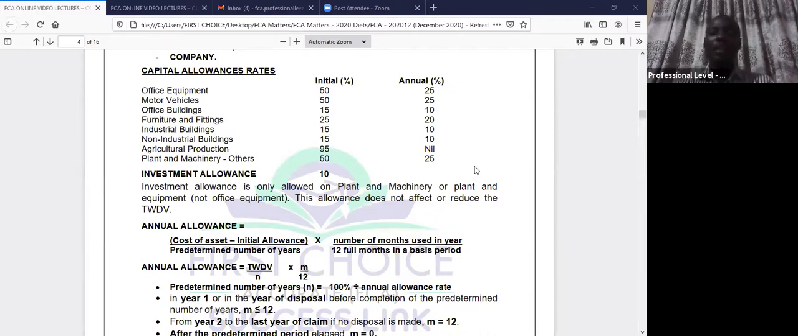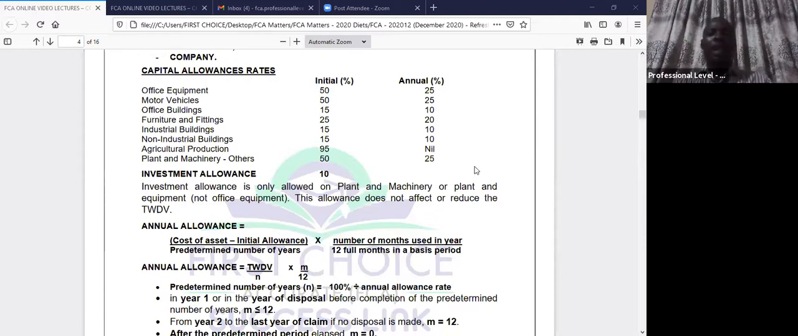It's just like, say, you buy solar energy and they give you maybe 7 days additional credit, or you pay for a DSTV subscription and they also give you maybe an additional 1 week. So this is an additional claim that you can have because you are investing in plant and machinery.